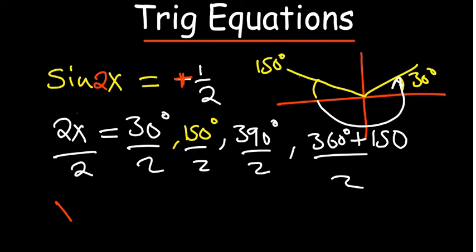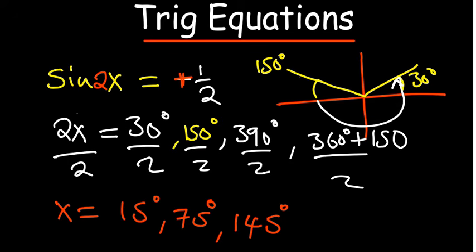So you now have x being equal to 15 degrees as one of the possible solutions, 75 degrees to be one of the possible solutions. Now 390, if you divide by 2, you get 195. Let me check that: 2 into 3 is 1, carry 1. Into 19, it's 9 times.